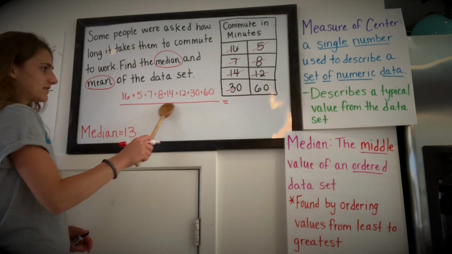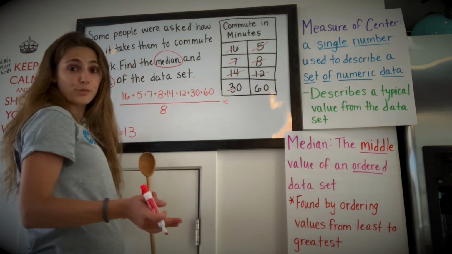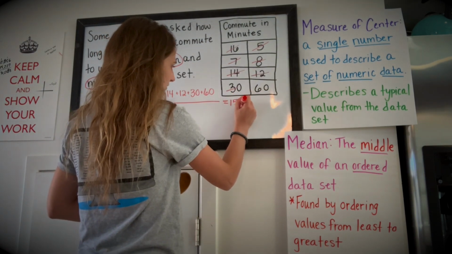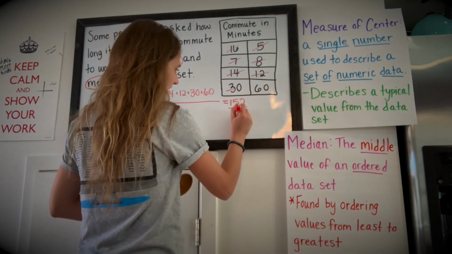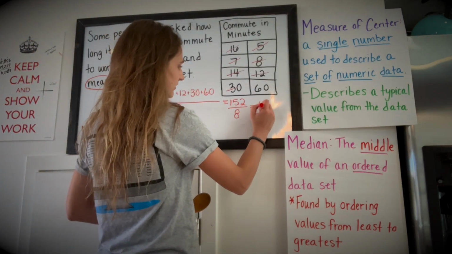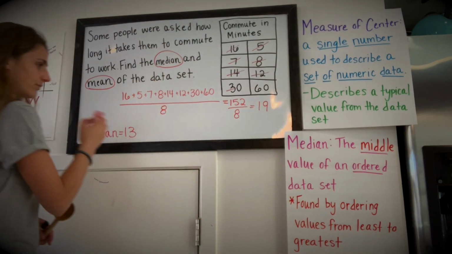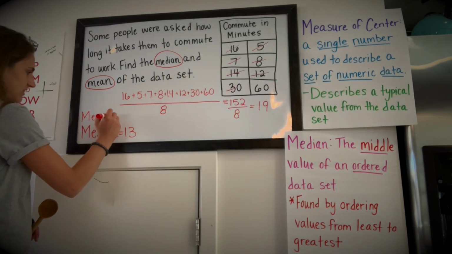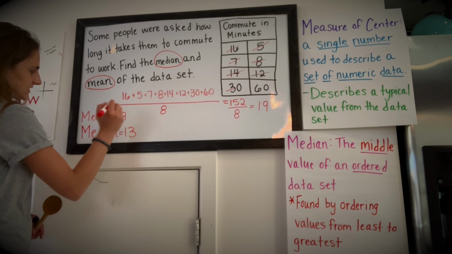And when I find the sum of my data values, remember you can use a calculator to support you, I get 152. And I will divide that by 8. And it gives me an answer of 19. So the mean of this data set is 19.